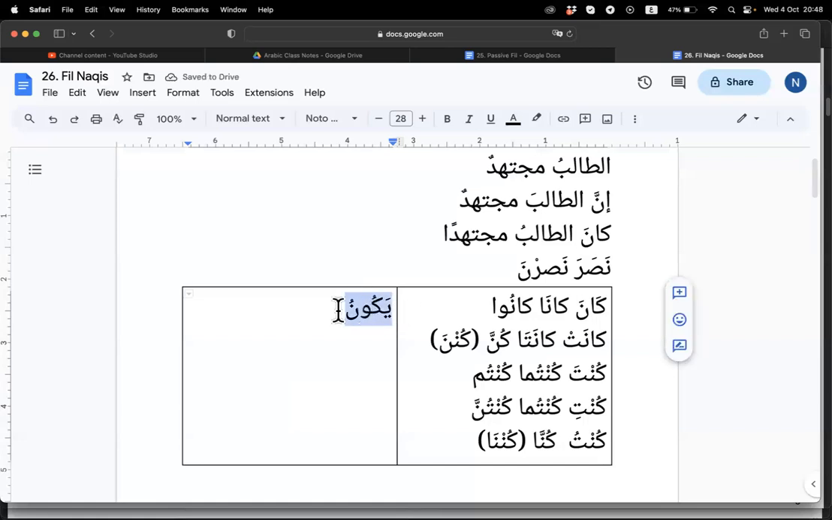Yakunu. So huma is yakunani. Yakunani. Hum, and then yakununa. Yakunu is this one. So add una, yakununa. A lot of beginners will always get this confused, especially when you drop noon and don't drop noon, because you have a noon already here. So yakunu, yakununa.